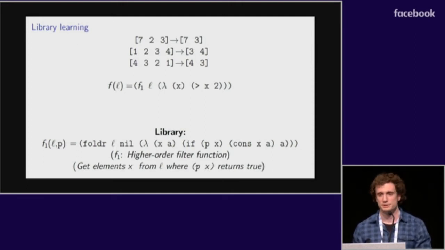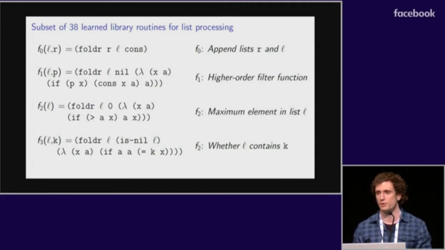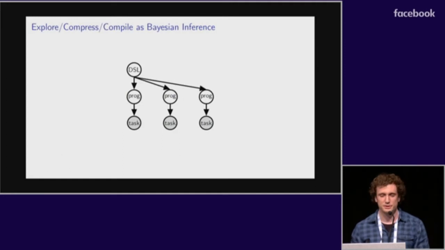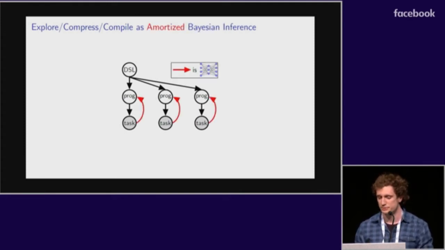So if you take this EC squared algorithm and run it on a corpus of around 200 list processing problems, what it discovers are a bunch of standard list manipulation routines, things like how to append lists or how to take the maximum element of a list. You can think of EC squared as a hierarchical Bayesian model where at the top there's some latent library or DSL which generates programs which then solve programming tasks, which is what we actually observe. And we're also going to infer a neural network called a recognition model, which is going to predict a distribution over programs that are likely to solve each task.